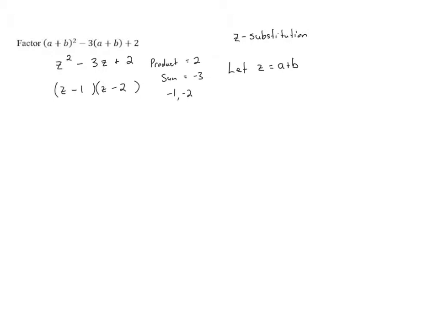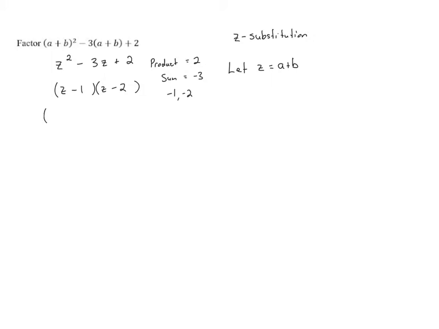But we can't leave our final answer like this because the original problem had a and b as the variables. So our factored version needs to have a and b. It can't have z. So what we're going to do is wherever we see a z, we are going to back substitute in the a plus b that we started with.